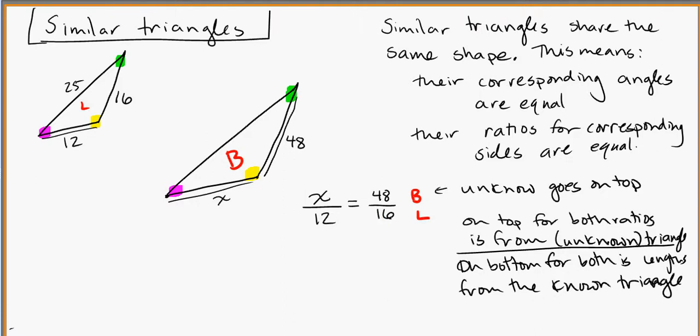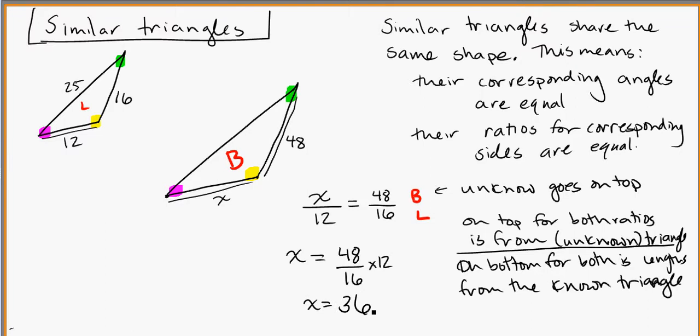So the next step then is just solving this using a little bit of algebra. That says x divided by 12 is equal to 48 over 16. The opposite of divide by is times, so we get 48 over 16 times 12. So x in this case is equal to 36.